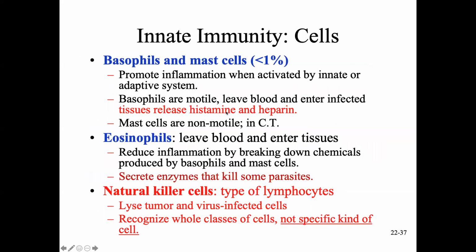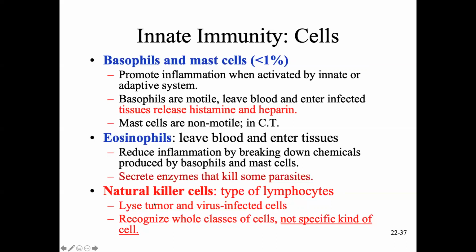Basophils release histamine and heparin. Mast cells are the basophils when they're found in the connective tissue. Eosinophils secrete enzymes that kill parasites. All right, and there's a big one right here. There's the only one that's different. We've talked about the other ones.